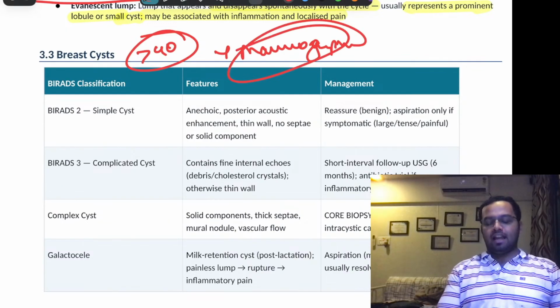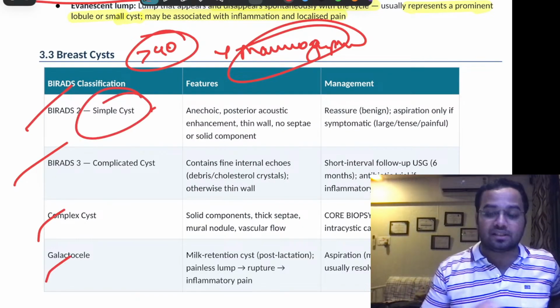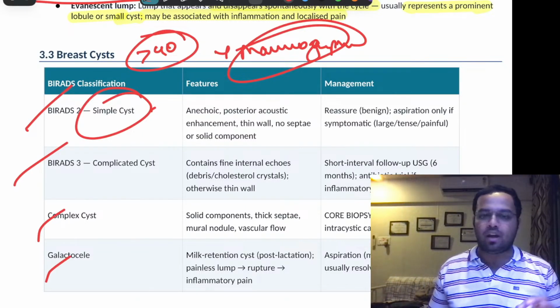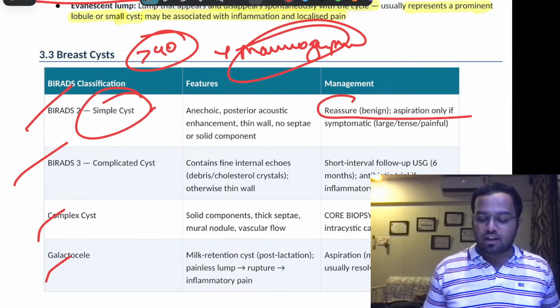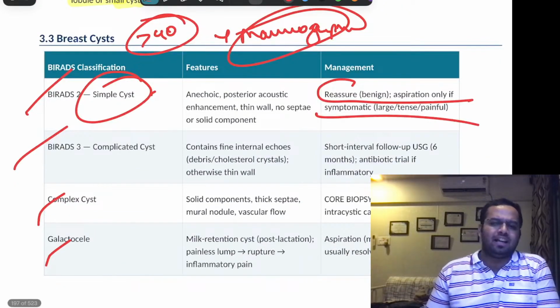After mammography, the BIRADS report comes. If the BIRADS report is 2, simple cyst, do nothing. You can just aspirate if it is causing pain. That is all: reassurance, aspiration only if symptomatic or tense or the patient has cosmetic issues.